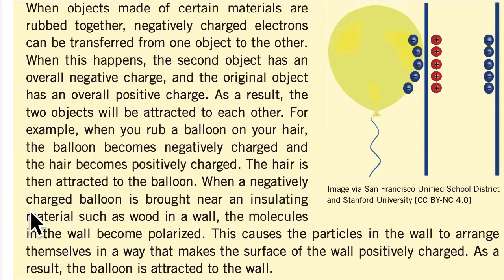When a negatively charged balloon is brought near an insulating material such as wood in a wall, the molecules in the wall become polarized. This causes the particles in the wall to arrange themselves in a way that makes the surface of the wall positively charged. As a result, the balloon is attracted to the wall.